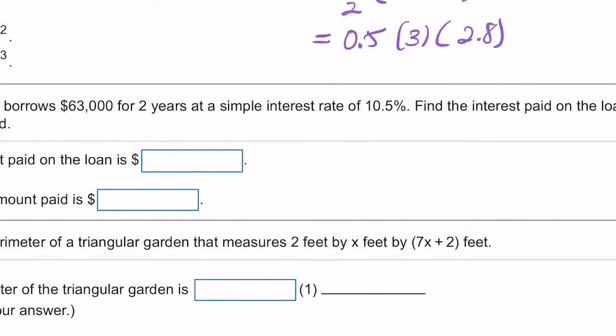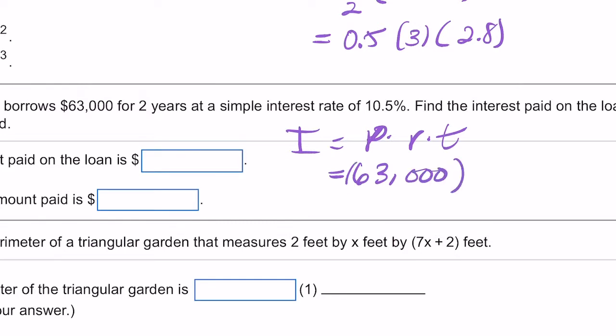In number 54, it says a company borrows $63,000 for 2 years at a simple interest rate of 10.5%. Find the interest paid on the loan and the total amount paid. So again, you're going to use your interest formula. Interest equals principal times rate times time. And here, your principal is the amount you borrowed, so $63,000.